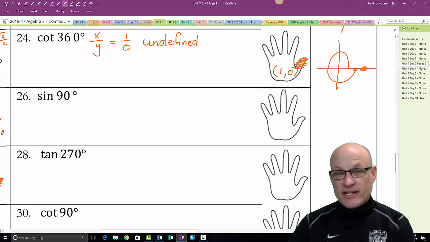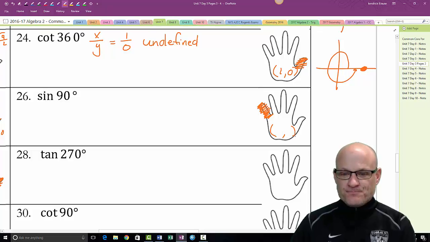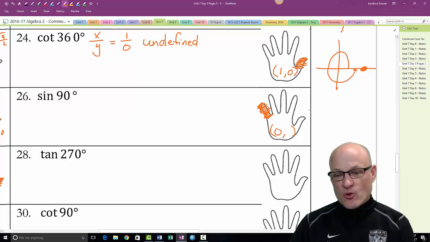Sine of 90. Get rid of the pinky. So let's see what we got. If we get rid of the pinky, I've got 0 on the left. I've got this 4 on the right, but by now you should realize this is the square root of 4 over 2, which is just 1. Sine is the y value, so it's 1.